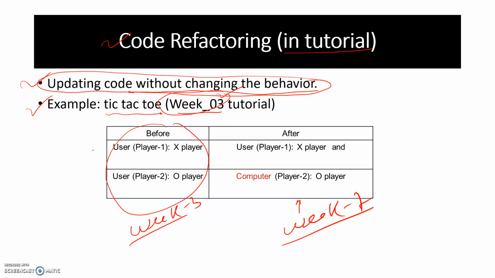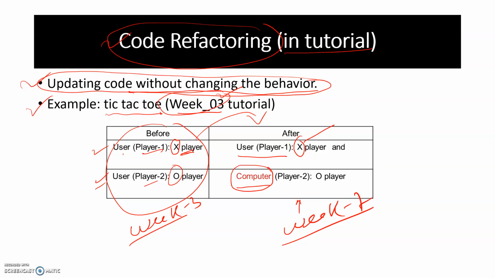In week number 7, user 1 will be player 1, that is the X player, the player who used the X sign. Player 2 is again a human being who used O as a marker, as a symbol. Here in week number 7, you are extending the feature by applying the concept of code refactoring. Player 1 will use the cross sign, and player 2 will not be a human being. Player 2 will be your computer, and the computer will use the O sign or O symbol.